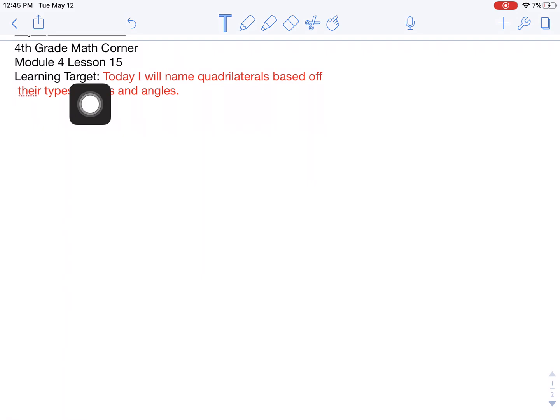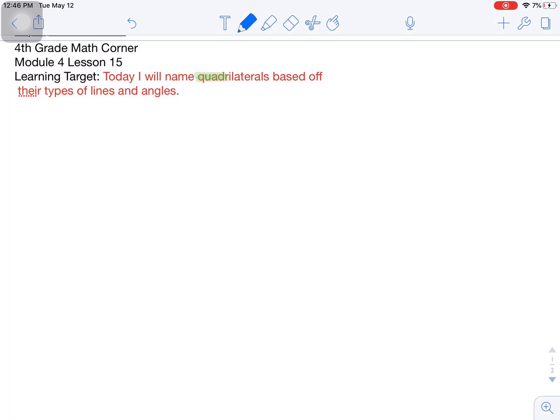The learning target for this lesson 15 is that today I will name quadrilaterals based off their types of lines and angles. So what this means is that we're going to look at four-sided shapes. Those are quadrilaterals. Notice the word quad means four. We're going to look at four-sided shapes, and what we're going to be paying close attention to is their sides, whether they're parallel or perpendicular, and then their angles, if they are right angles, acute angles, or obtuse angles. Really, we're just going to focus mostly on right angles.